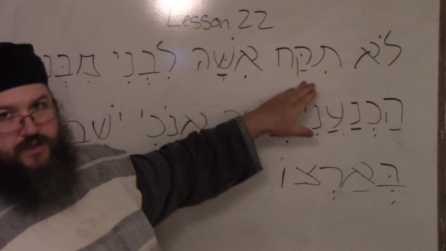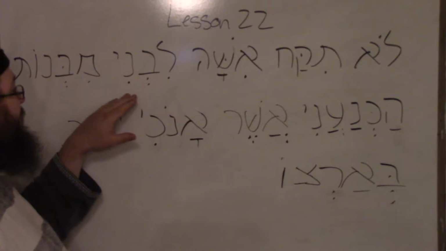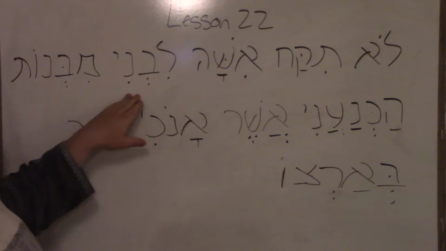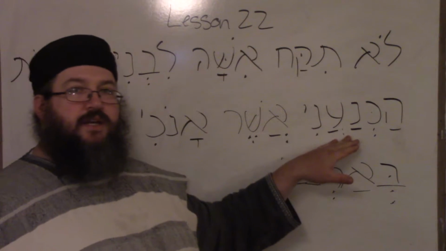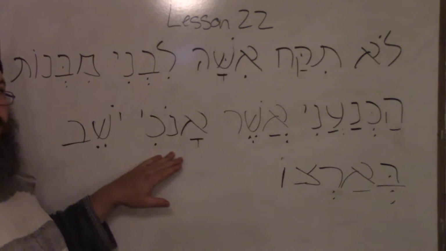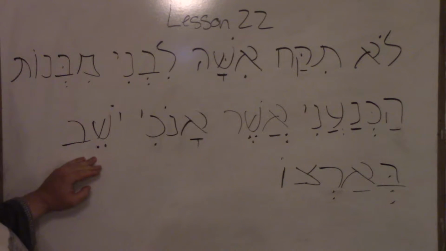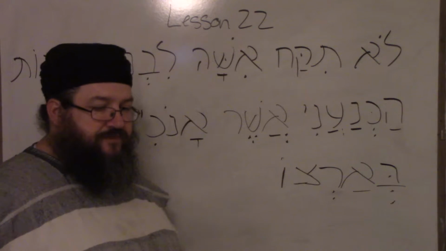Lo tikach, you shall not take, isha, a woman, li bani, for my son, mi banot, from the daughters, ha-Kanani, of the Canaanites, asher, which, anochi, I am, yoshev, dwelling, ba'artzo, in his land.